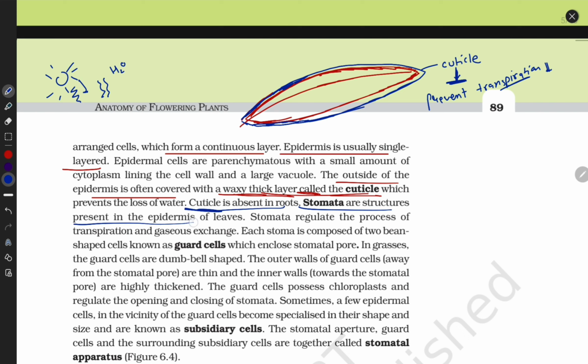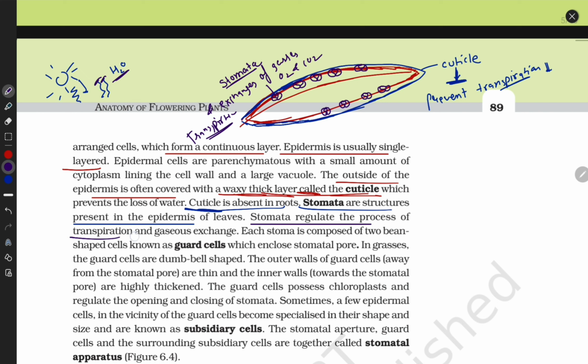Stomata are structures present in the epidermis of the leaf. Here, stomata are present. Which layer? The epidermis, not the cuticle. What is the function of stomata? They are helpful in the exchange of gases like O2 and CO2. They are also helpful in transpiration. Transpiration is not always bad; it is necessary. Stomata regulate the process of transpiration and gas exchange.